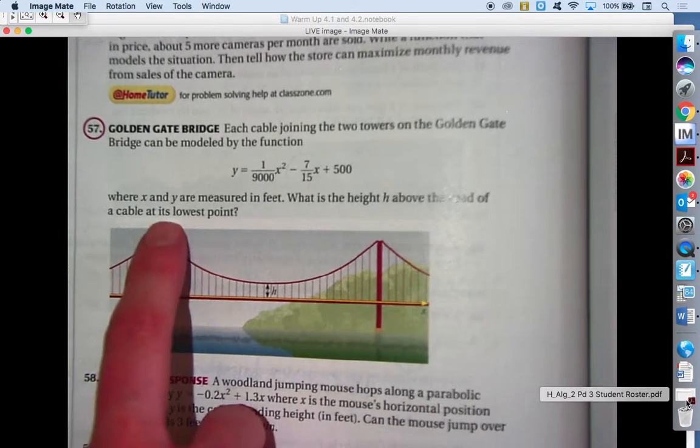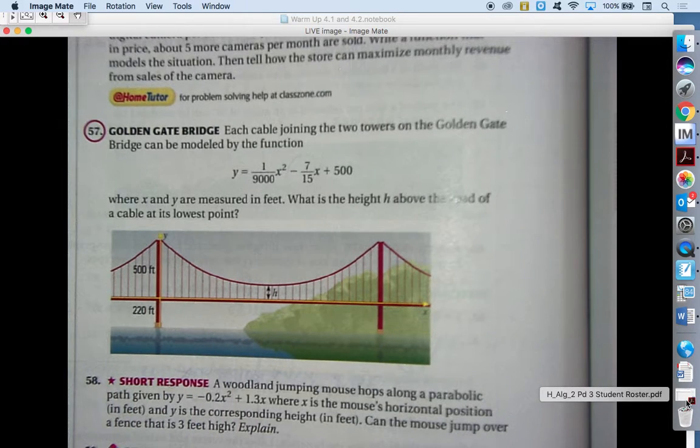That arch is a parabola. So the arch from one point to the next forms a parabola. The x represents the horizontal distance that you would travel across the bridge. The y is the vertical height from the base of the bridge to wherever the cable is landing. And our goal is to figure out the height of the cable at its lowest point. So essentially, what's the distance from the lowest point of the cable to the base of the bridge?